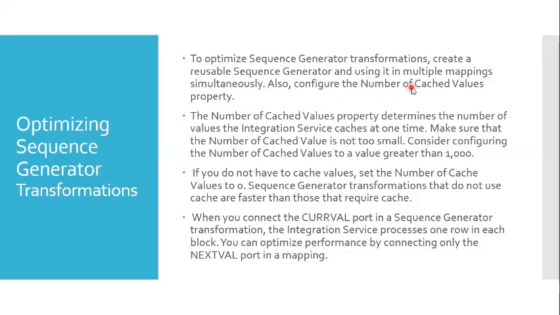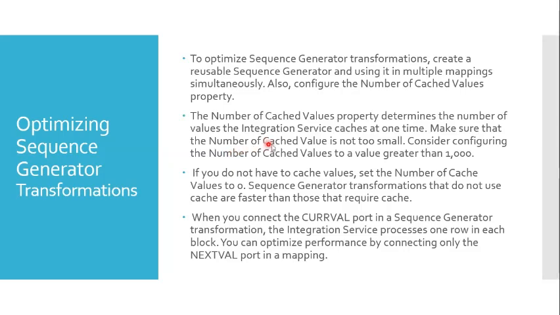Also configure the number of cached values property. Also you can configure the cache property, right? Why we are creating a cache: it is just temporary memory inside your Informatica. The number of cached values property determines the number of values the Integration Service gets at one time. So based on the Integration Service, you need to configure your cache, right? Configure how many values your cache memory can keep according to your Integration Service.